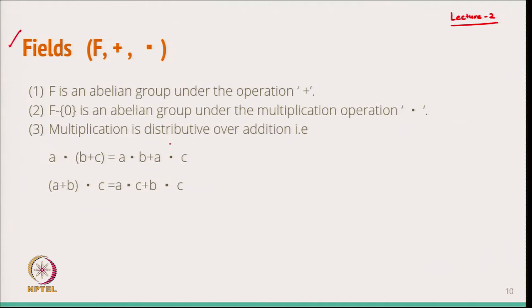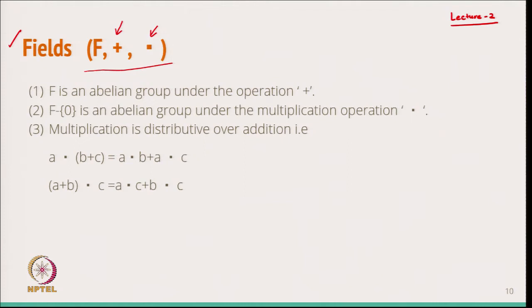So, what is a field? Suppose we have a set F, and we have two types of binary operations. One binary operation I will represent by addition and the other by multiplication. So the first thing is that in a field we are going to have two binary operations, one represented by addition and the other by multiplication.